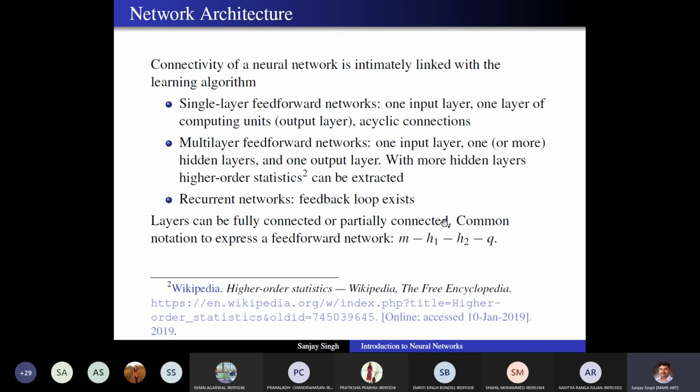Now, because these layers are sandwiched between the input layer and output layer, they are also called hidden layers, because you are not directly interacting with this layer from the output side. So we'll try to see it with an example.